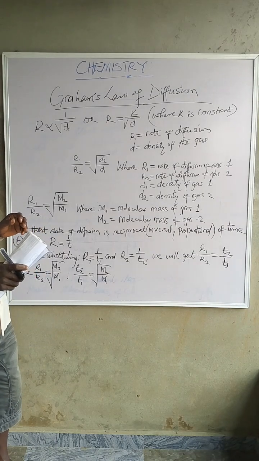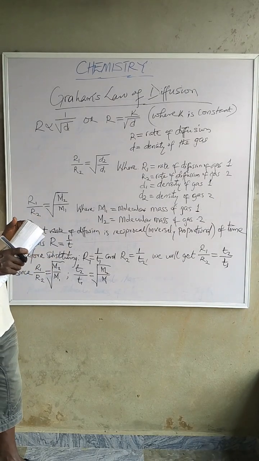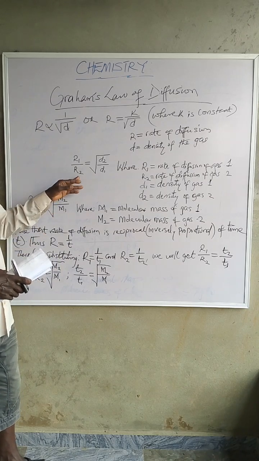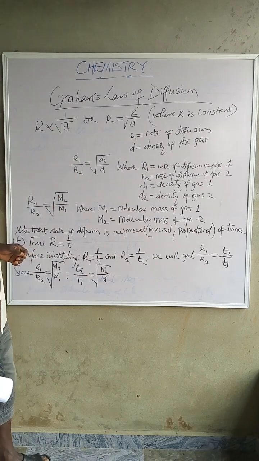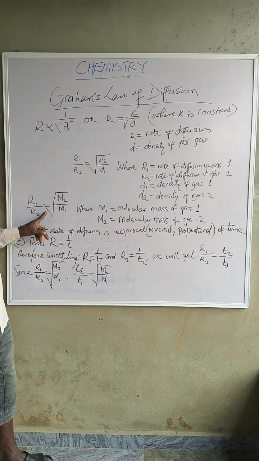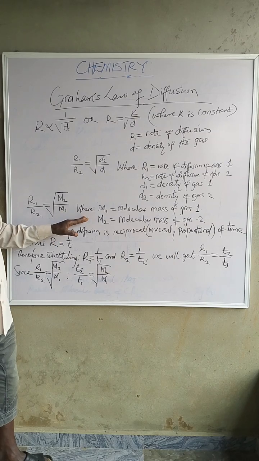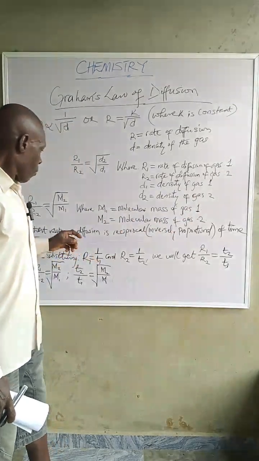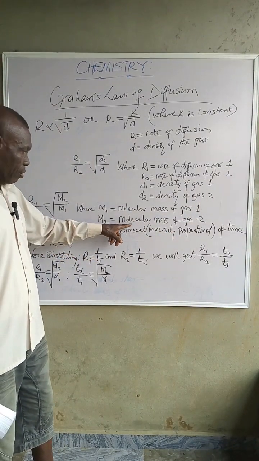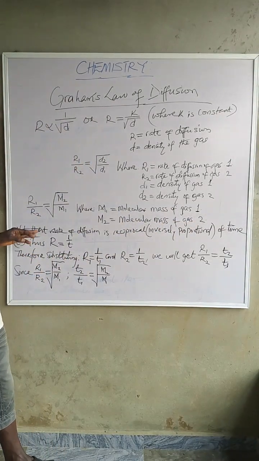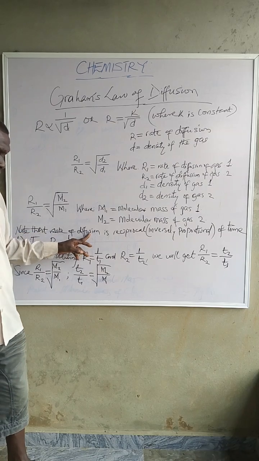Now, when we come to the level of molecular masses of gases, we can also use this formula to apply. Now look at it. R1 all over R2 is equal to the square root of M2 over what? M1, where the M1 stands for what? Molecular mass of gas 1, while the M2 stands for molecular mass of what? Gas 2. Now note, this is very important, note that rate of diffusion is reciprocal.